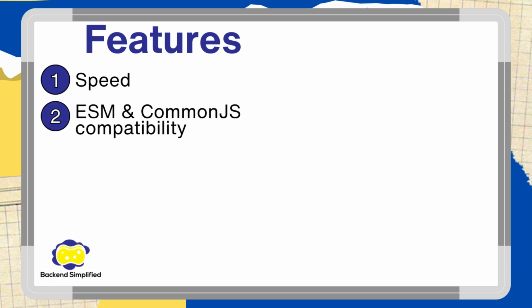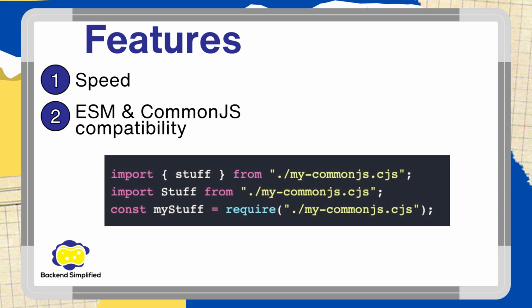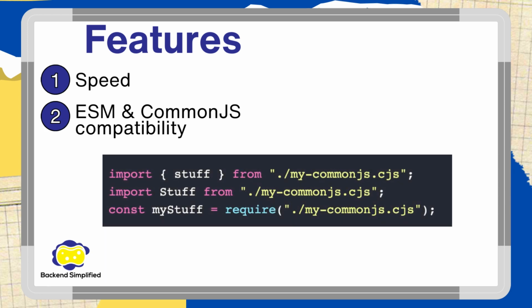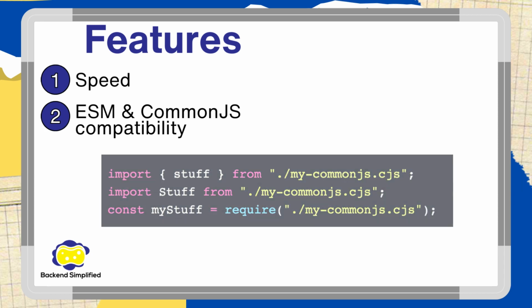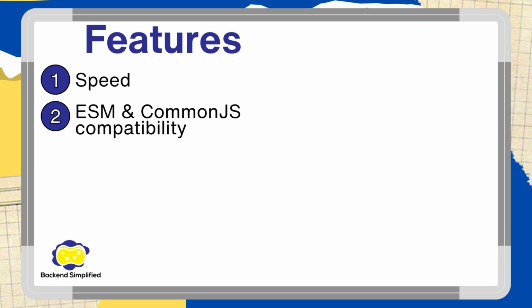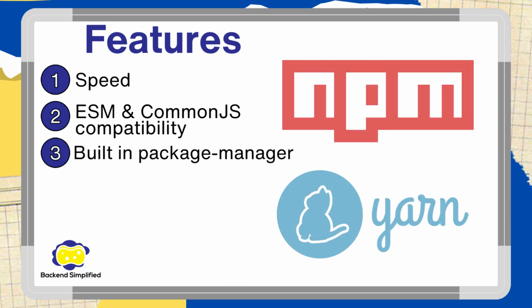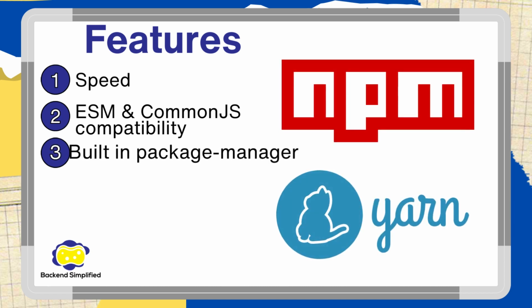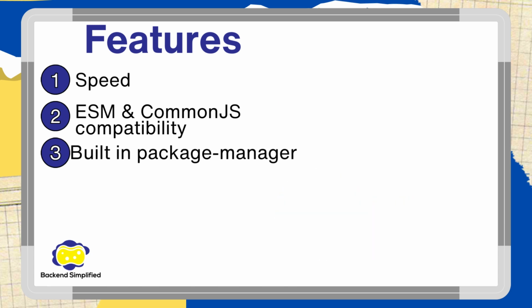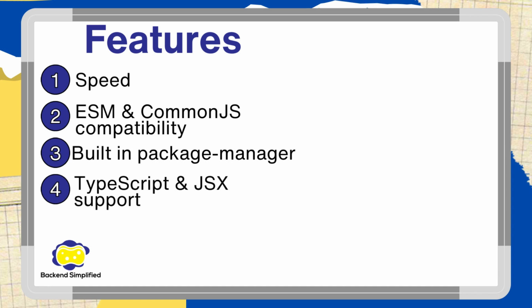The second one is ESM and CommonJS compatibility. You can work with both of them in the same file. If you'd like to learn more, we have a video on this specific topic. The third one is that Bun has a built-in package manager that's designed to be a dramatically faster replacement for NPM and Yarn. The next one is TypeScript and JSX support.